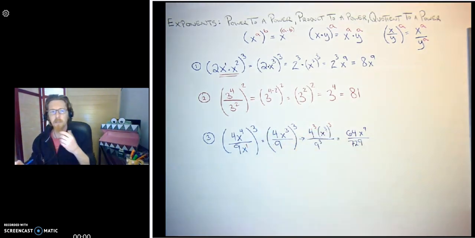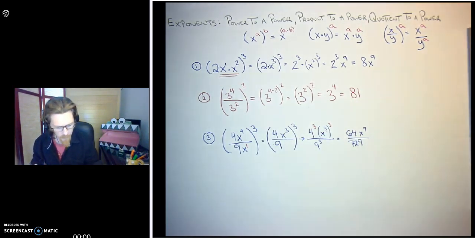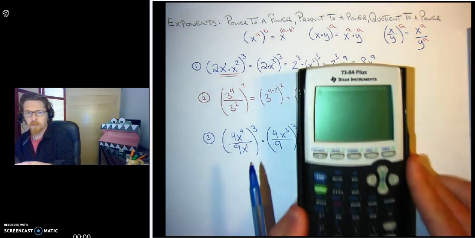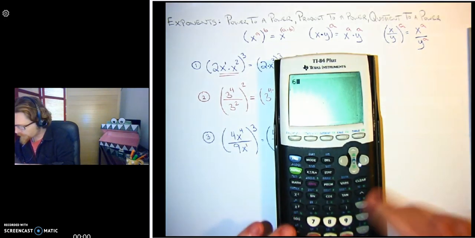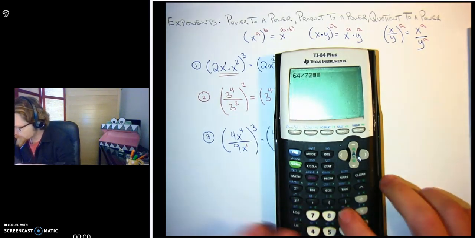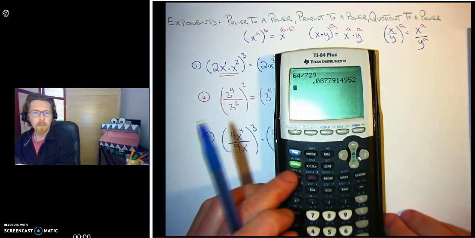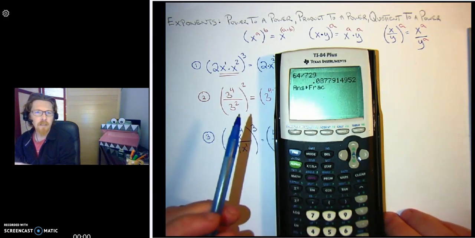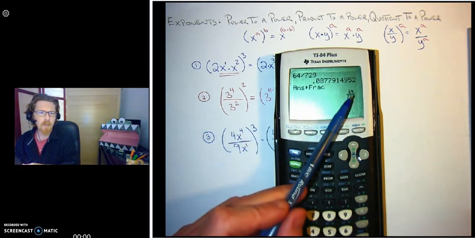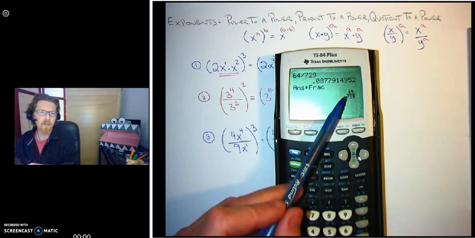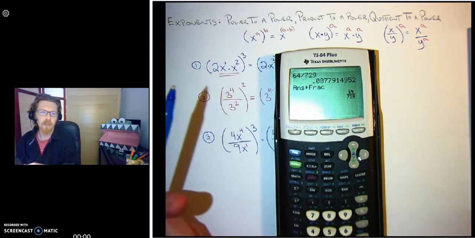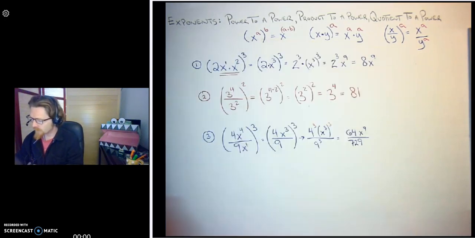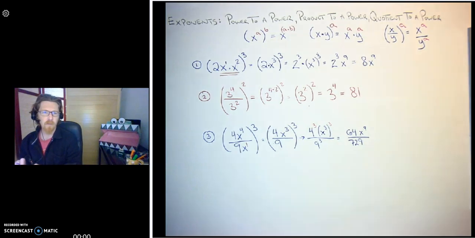729. Now, I might just want to check if 64 and 729 have any common factors. So I'm going to use my trusty calculator to help me out with this. I might say 64 divided by 729. And then I'm going to use math, and then go to fractions and hit equal. And I notice that my calculator tries to take these numbers and it'll reduce it. And it looks like 64 and 729 can't reduce any less than that. So we're just going to leave our answer as 64x to the 9th over 729.